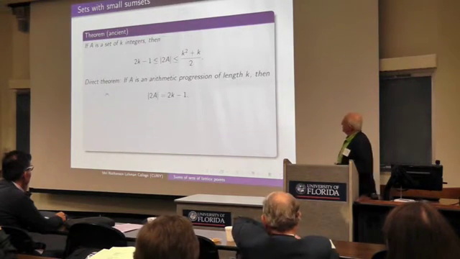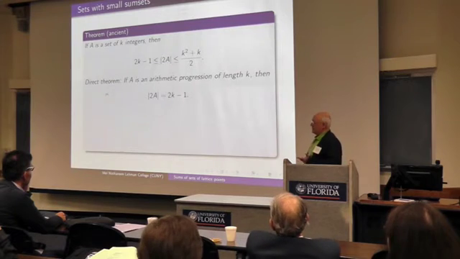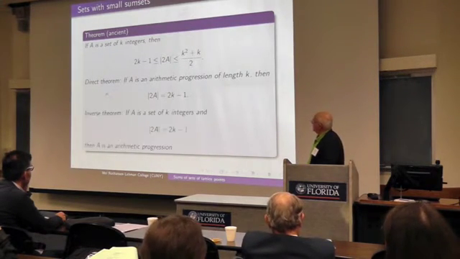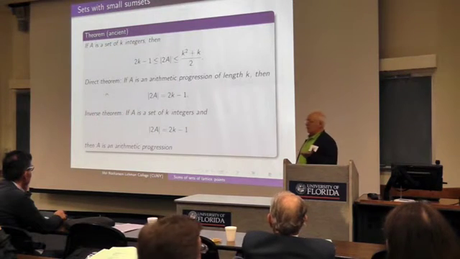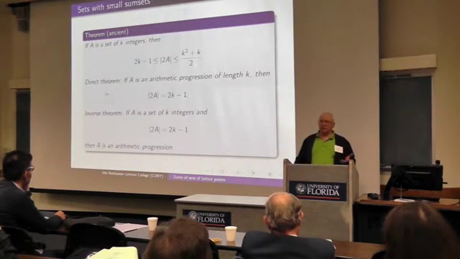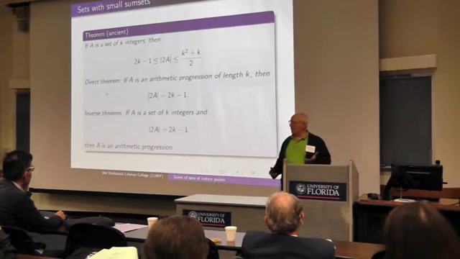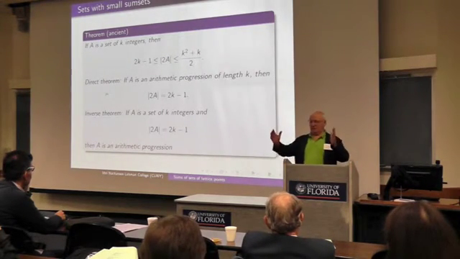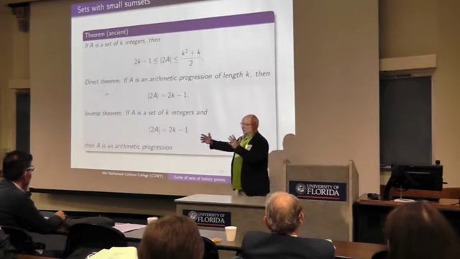So if you have an arithmetic progression of length k, the sum set is as small as possible. That's a direct theorem. And the inverse theorem, which is also ancient, says if you have a set of integers whose sum set is as small as possible, it must be an arithmetic progression. Now, an arithmetic progression, this plus this plus this.